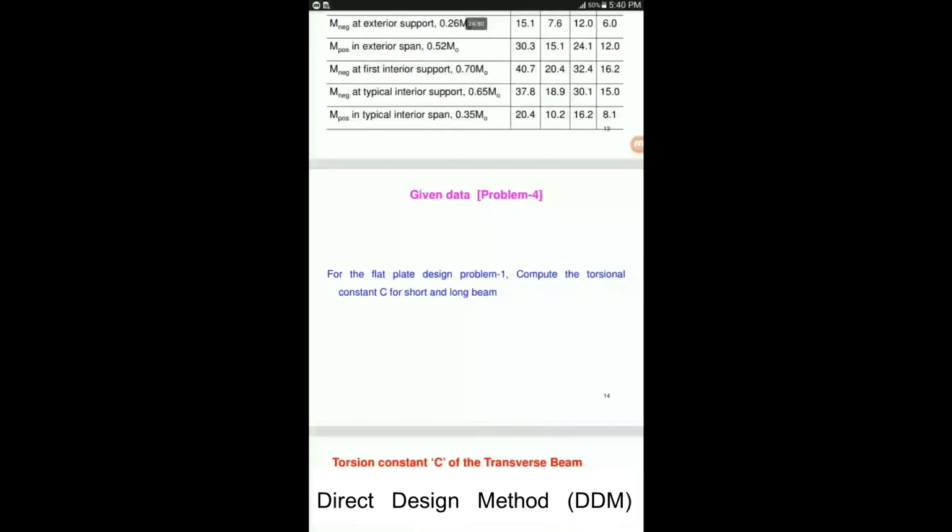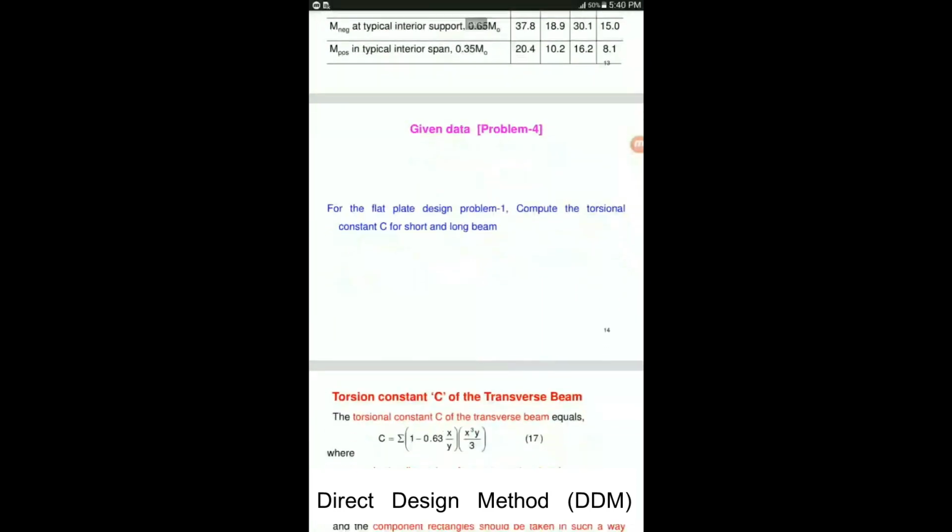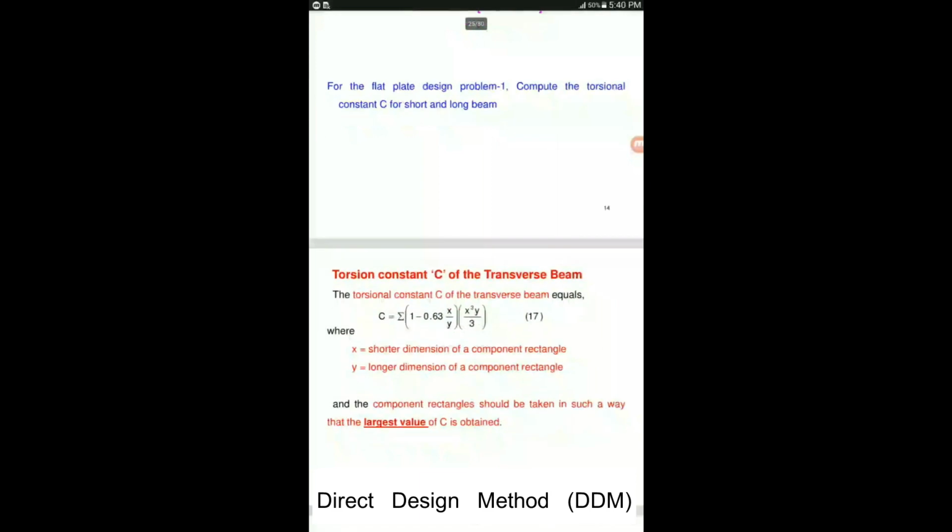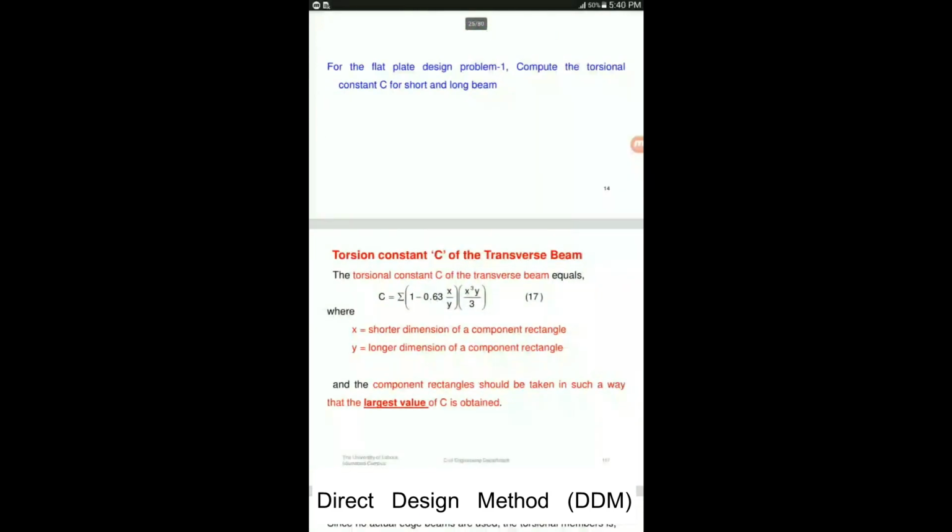Now the next thing for the flat plate design problem: because we have completed the longitudinal distribution of moment, the next thing is to do the transverse distribution, for which you need to have torsional constant C. We have this formula for calculating torsional constant C. The details are given in the lecture of DDM for slab beam system, so I'm not going to repeat them here.